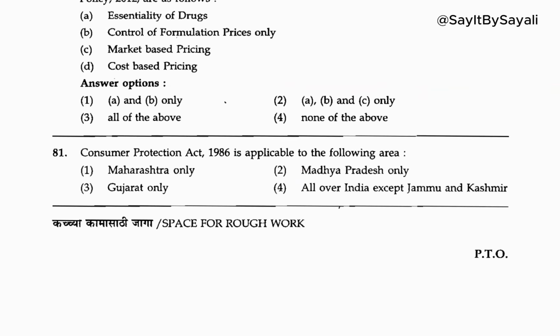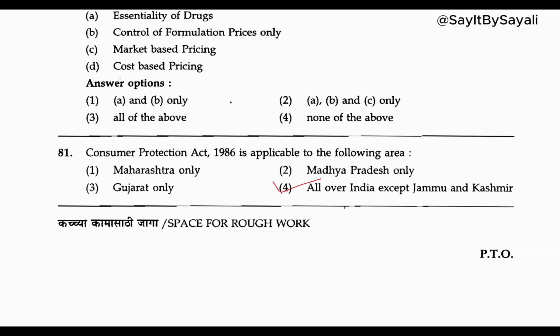Maharashtra only, Madhya Pradesh only, Gujarat only, 4 all over India except Jammu and Kashmir. The correct answer is 4, all over India except Jammu and Kashmir.